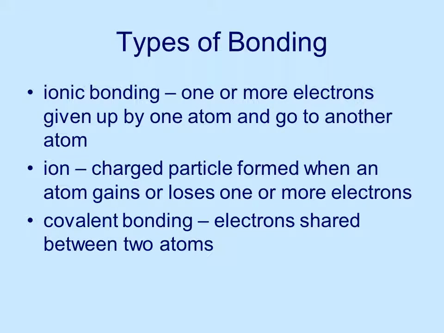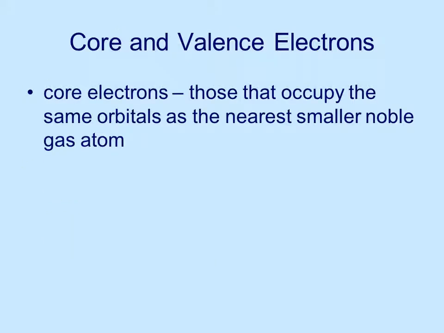Types of bonding. Ionic bonding, one or more electrons are given up by an atom and they go to another atom. They form an ion, a charged particle. And covalent bonding, on the other hand, involves electrons shared between two atoms. So ionic bonding, there's a movement of electrons, and the bonding is based upon opposite charges attracting one another. Covalent bonding, there's a sharing of electrons between the atoms.